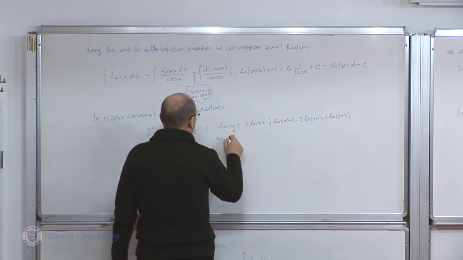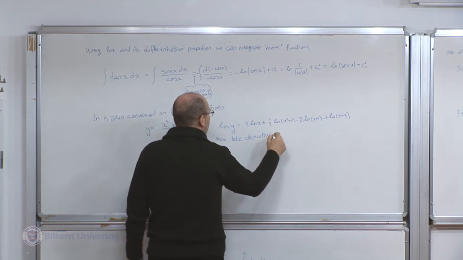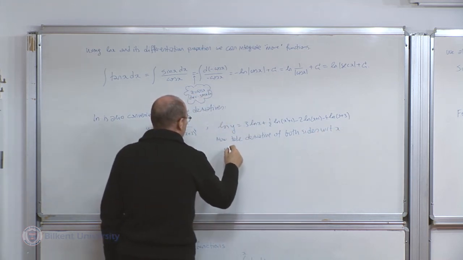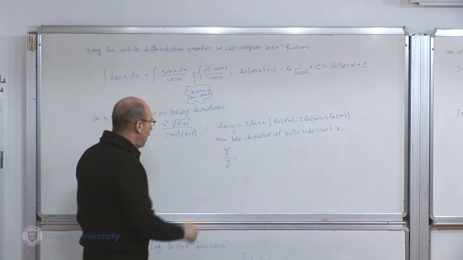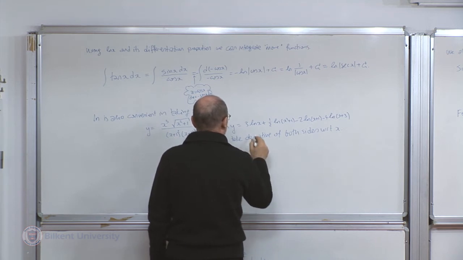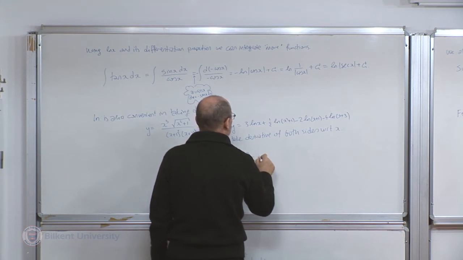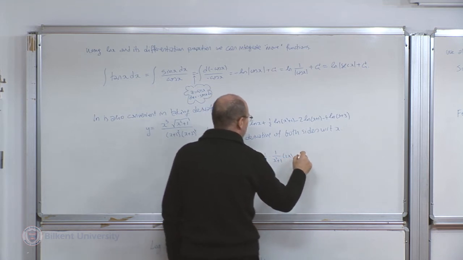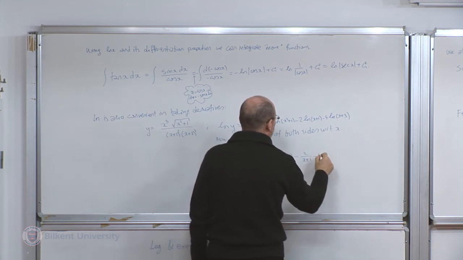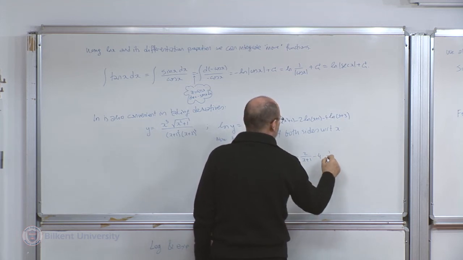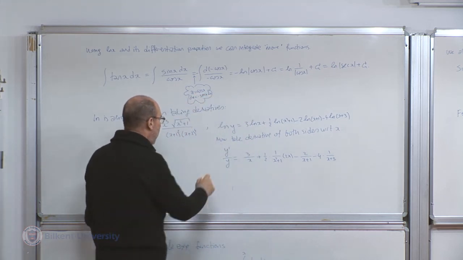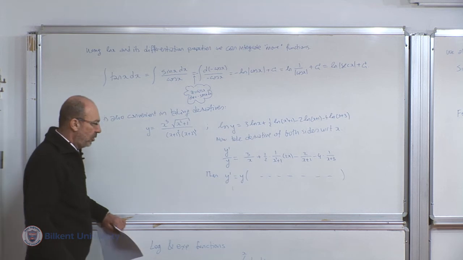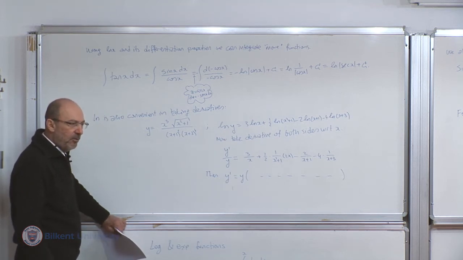Now take the derivative of both sides with respect to x. So here you will have y prime over y, the logarithmic derivative. Now this side is easy: 3 over x, plus 1 over 2 times 1 over (x squared plus 1) times 2x, minus 2 over (x plus 1), minus 4 times 1 over (x plus 3). Then y prime is equal to y times this whole thing. So that's your answer. Now you simplify this if you need to.